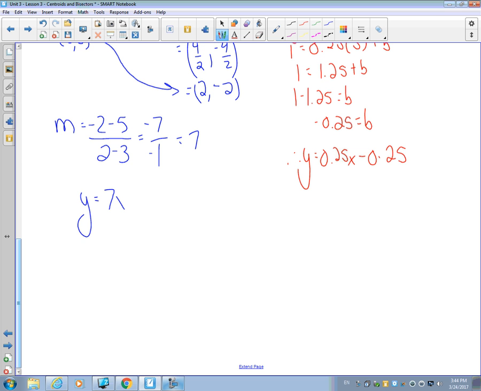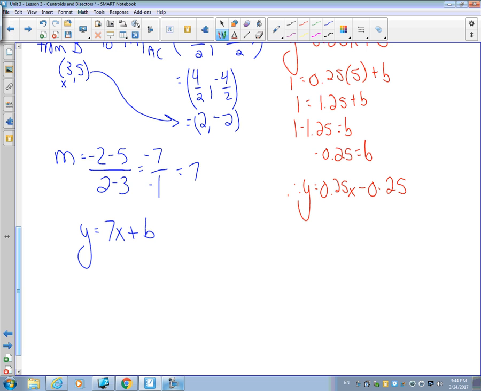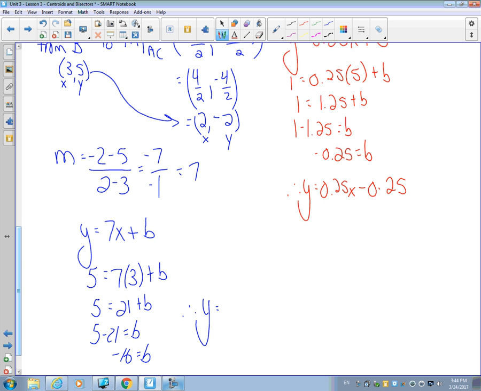y equals mx plus b. To get b, I need a point. I have choices, either that point or this point. I'm going to use the (3, 5) point because it's nice whole numbers and they're positive. I'm going to solve for b. 3 times 7 is 21. Rearrange it. b is negative 16. So my equation is y equals 7x minus 16. So I got myself a second equation, my next median.